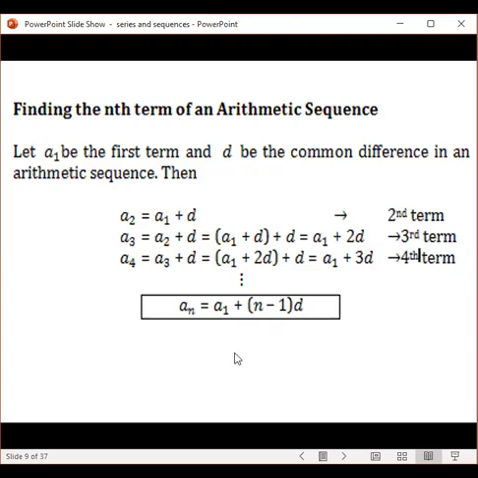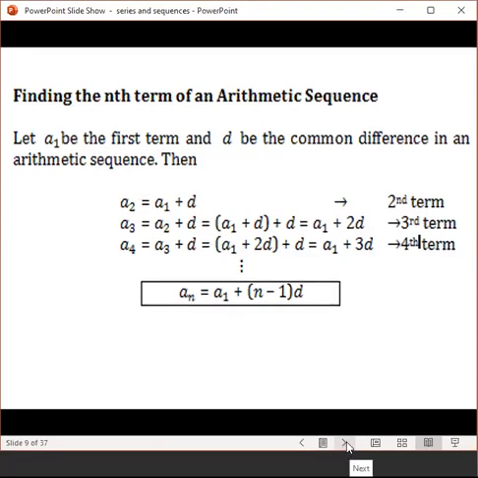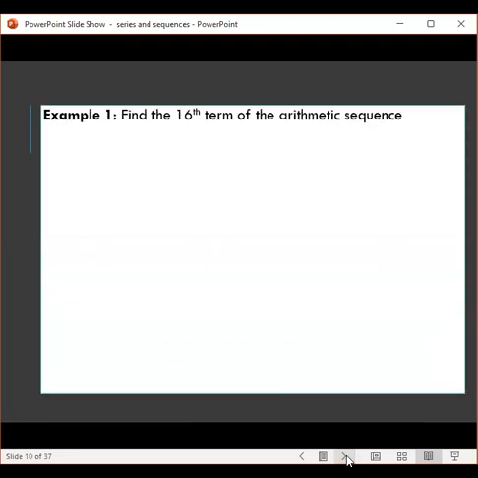So list down the formula on your scratch paper so that we can refer to it later. So again, to find the nth term of the arithmetic sequence, we have the formula a sub 1 plus the quantity of n minus 1 times d. So for example, we want to find the 16th term in the arithmetic sequence 5, 8, 11, and so on. The given are the first three terms in the sequence only. What we want is to find the 16th term.